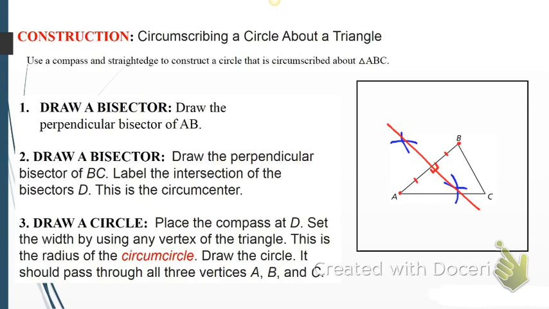So we're going to repeat this process. We're going to find the perpendicular bisector of side BC, and then we'll look for where those two perpendicular bisectors intersect, and that should be the circumcenter.